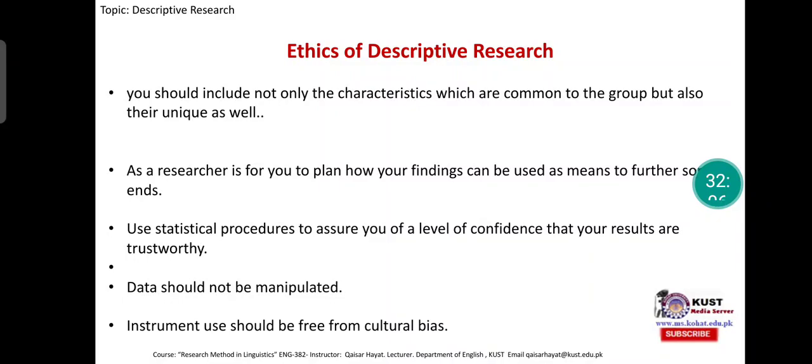And the instrument used should be free from cultural bias. Sometimes our culture stops us from asking questions, sometimes our customs come into our ways and so on. So you should avoid all these areas so that your ethics should be maintained, your positivity should be maintained while doing descriptive research.